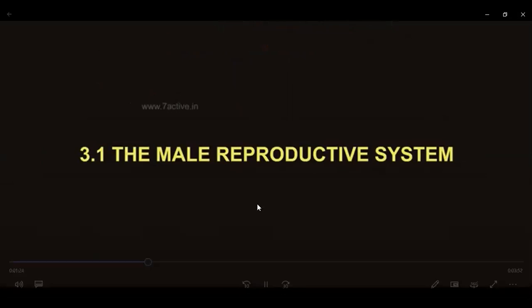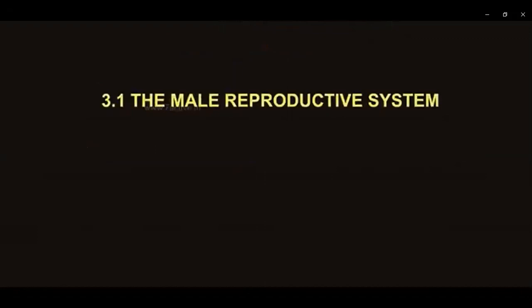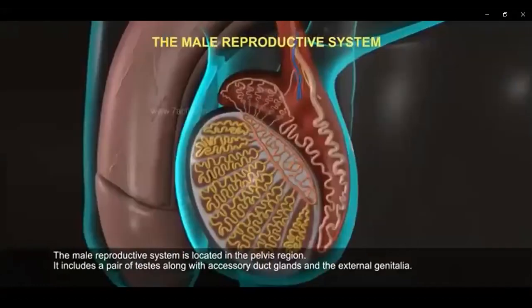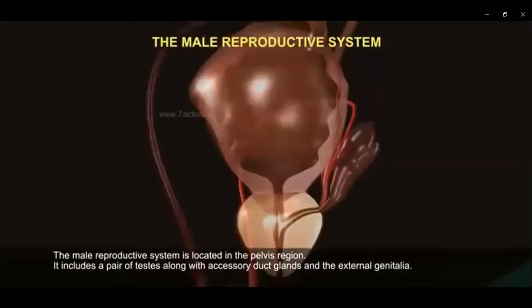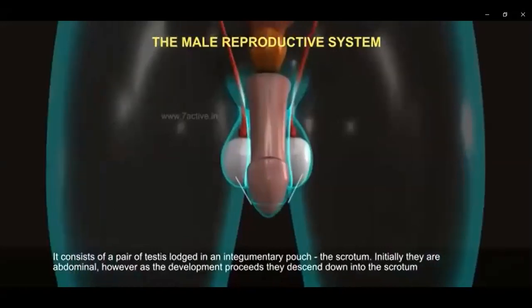The male reproductive system. The male reproductive system is located in the pelvis region. It includes a pair of testes along with accessory ducts, glands and the external genitalia. It consists of a pair of testes lodged in an integumentary pouch, the scrotum. Initially, they're abdominal. However, as development proceeds, they descend down into the scrotum.